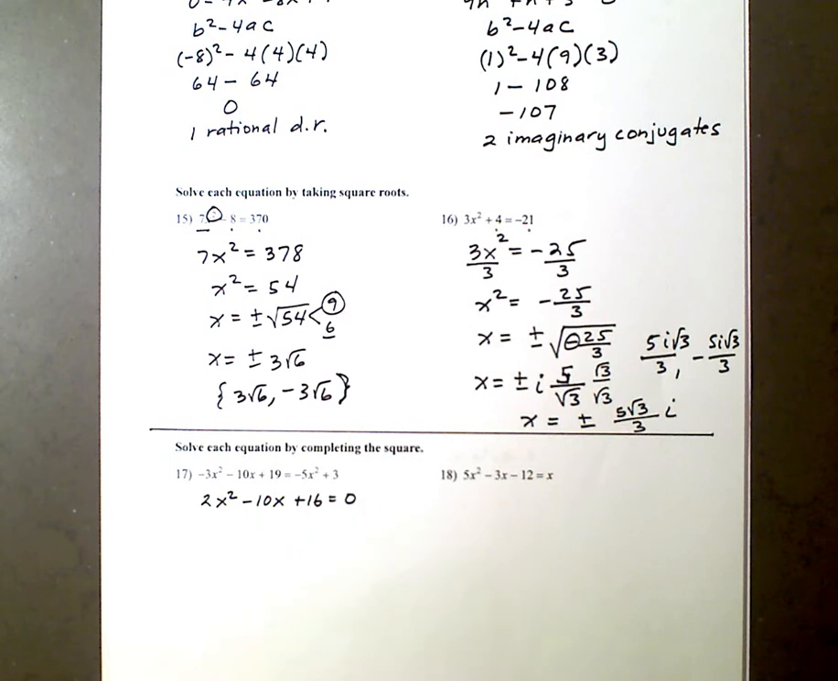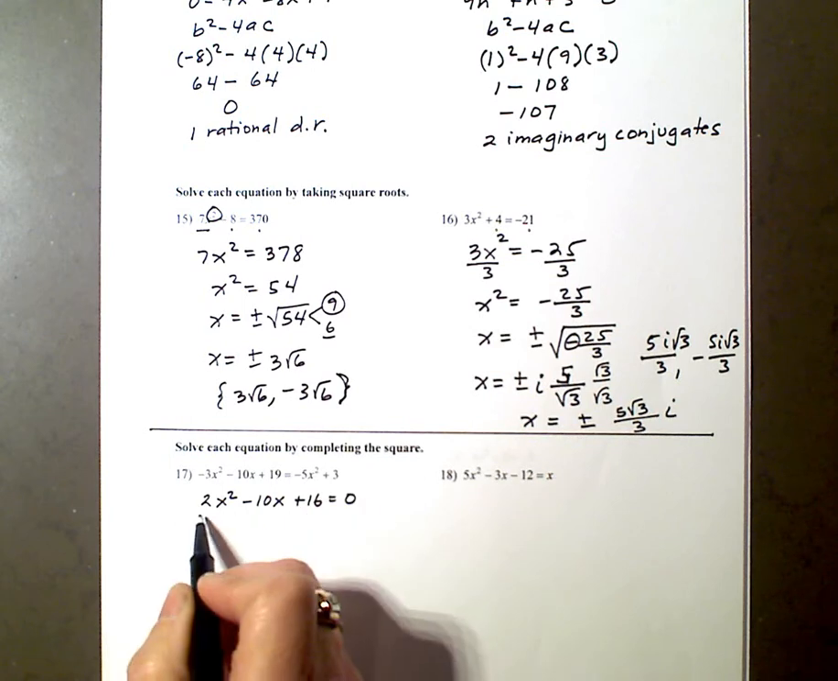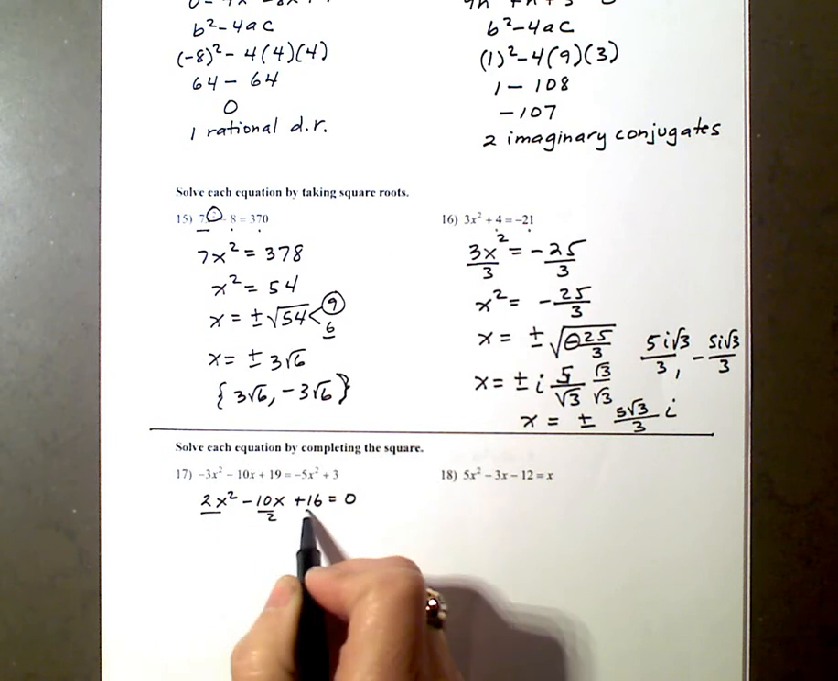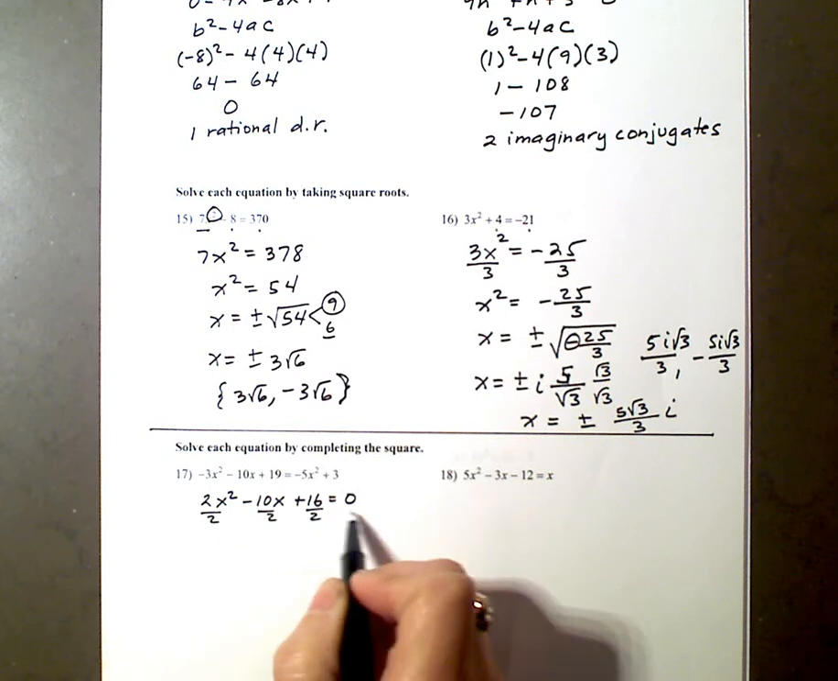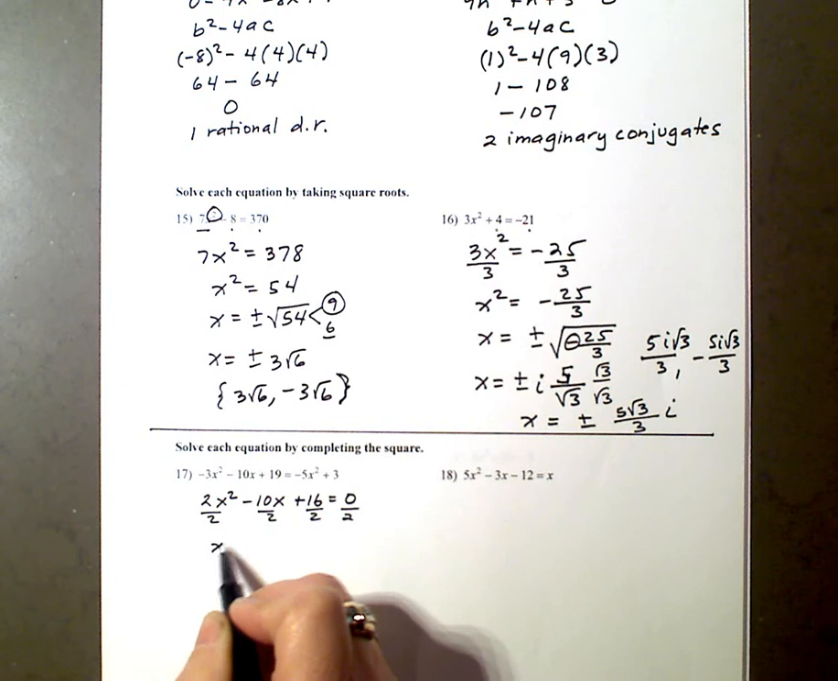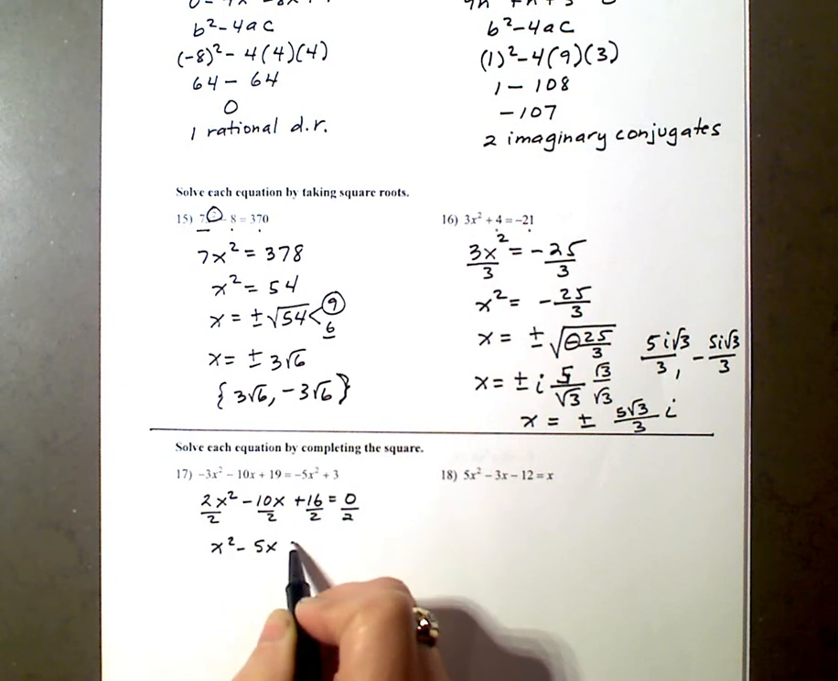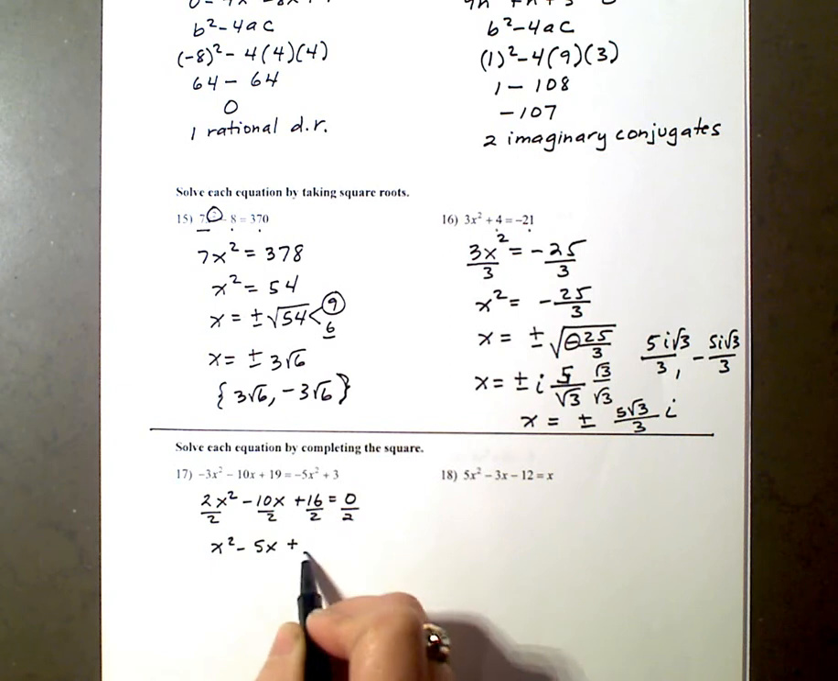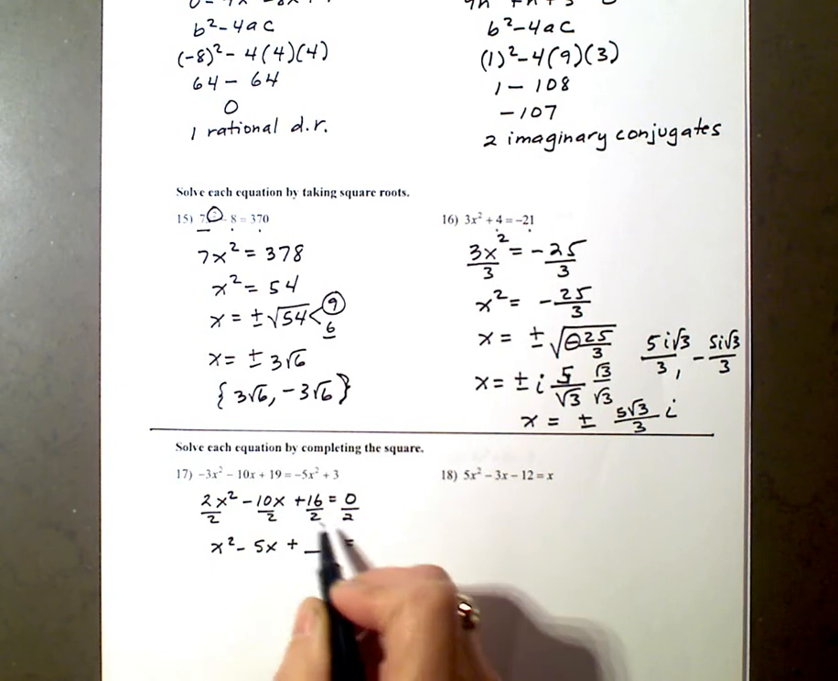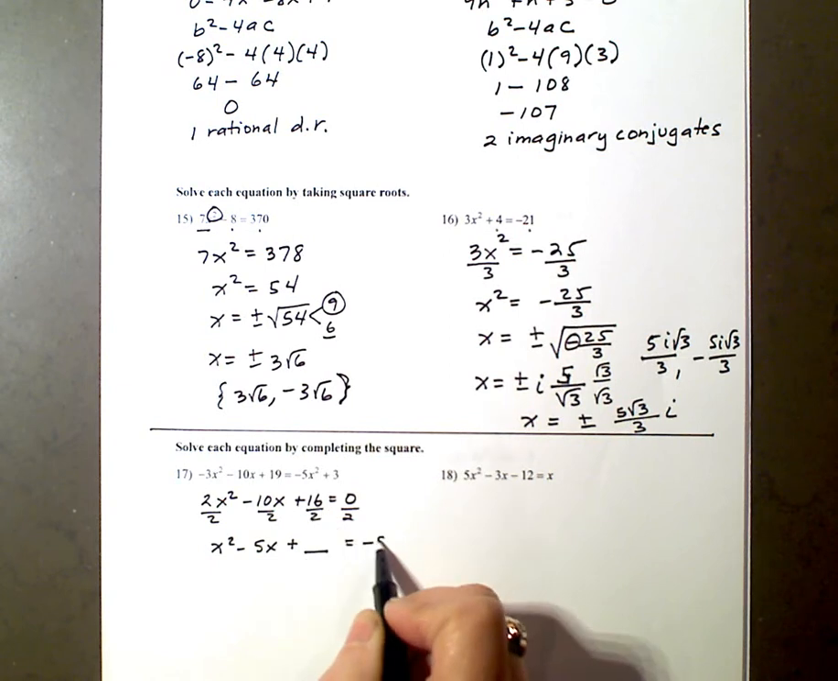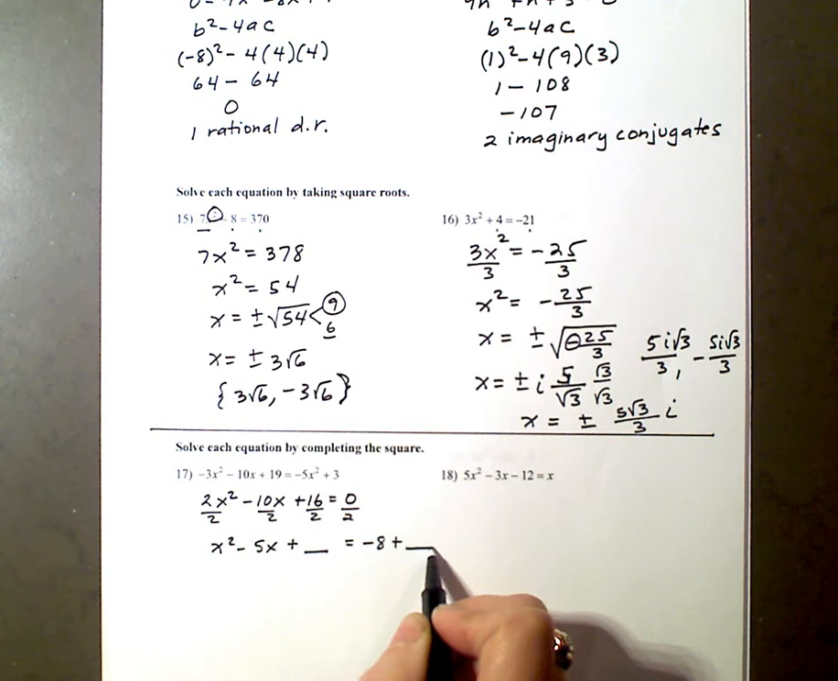I'm going to divide every term by 2 on both sides and cut that down. So I have x squared minus 5x. This is going to be a plus 8, but I'm going to leave it as blank and subtract 8 from both sides, and leave a blank to complete the square on each side.